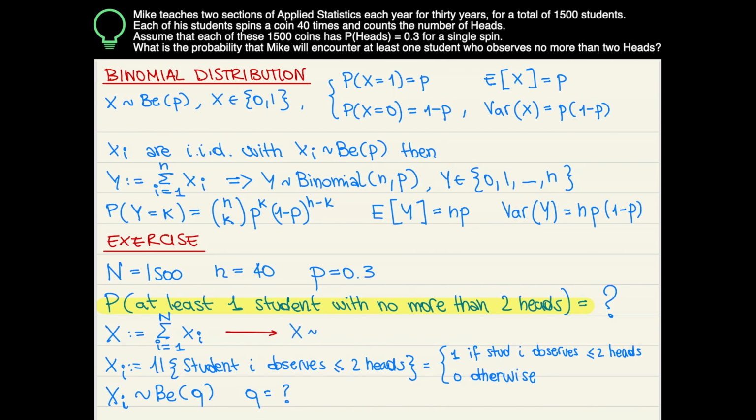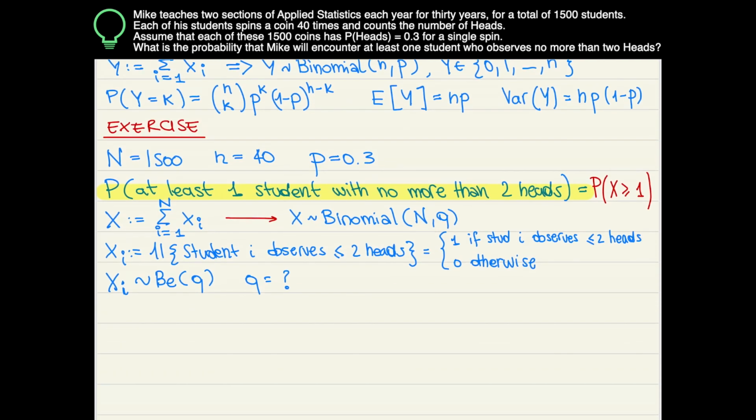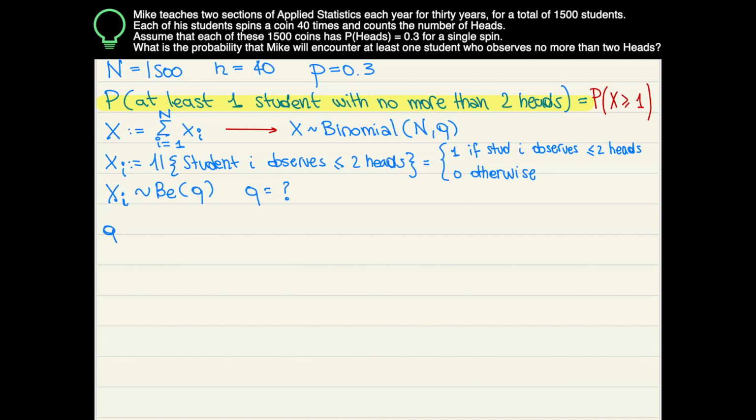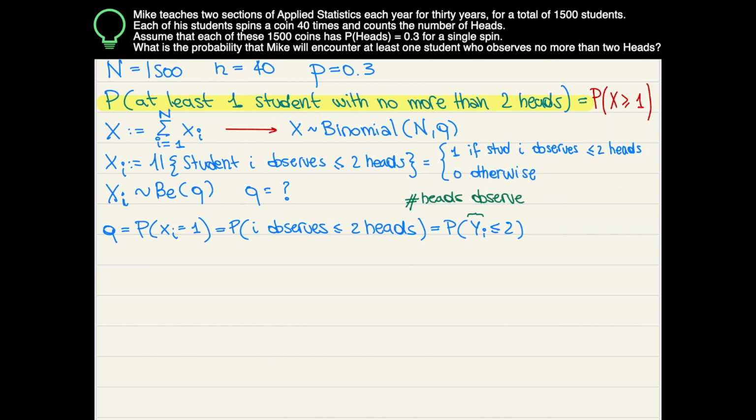X is the binomial distribution with parameter capital N, q. And we can reformulate the probability we are searching for as the probability for x to be higher or equal to 1. The parameter q is defined as the probability for xi to be 1, that is the probability for student i to observe no more than 2 heads. If we define yi as the number of heads observed by student i, q corresponds to the probability for yi to be lower or equal to 2.